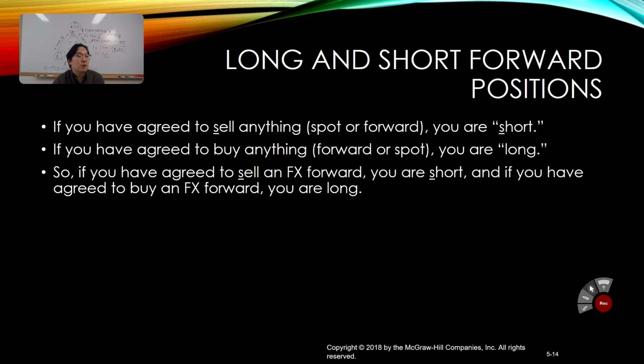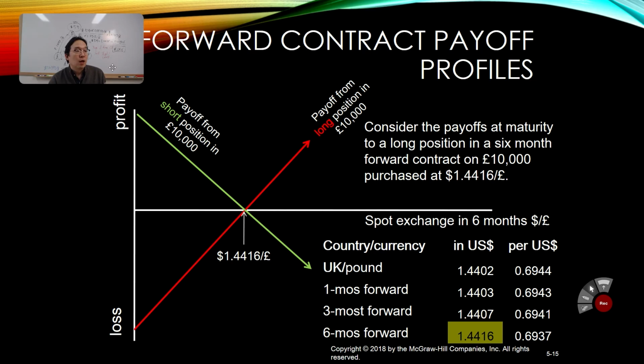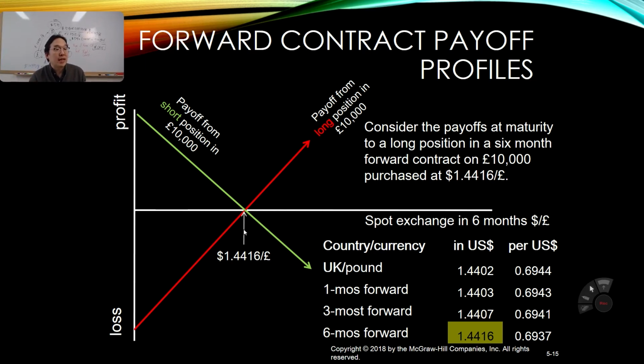Okay. If you have agreed to buy anything in the future or spot, you are long. I guess by now you're familiar with this terminology because you have a lot of discussion about short sellers and short positions and all these kinds of things, right? Long, short. So if you have agreed to sell on an FX forward, you are short. And if you have agreed to buy on an FX forward, you are long, right? So depending on your positions, at the end of the maturity of the forward contract, your payoff may be different.